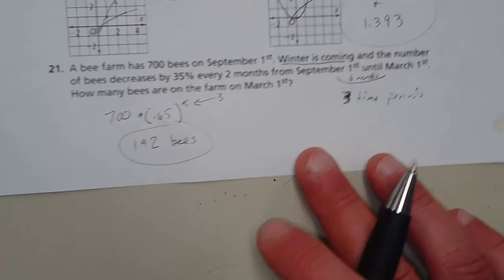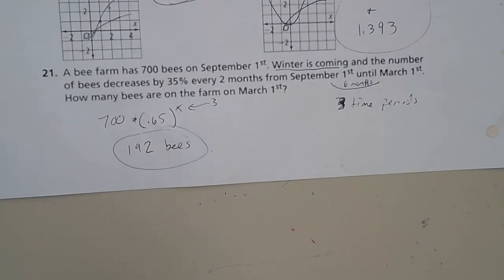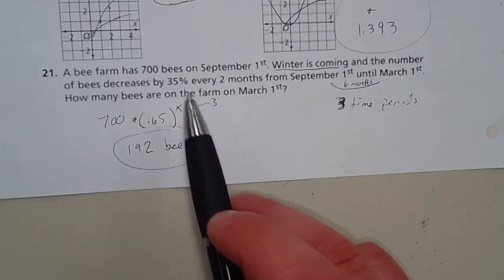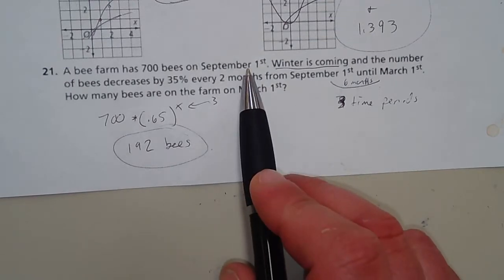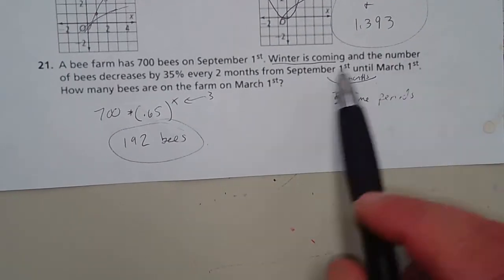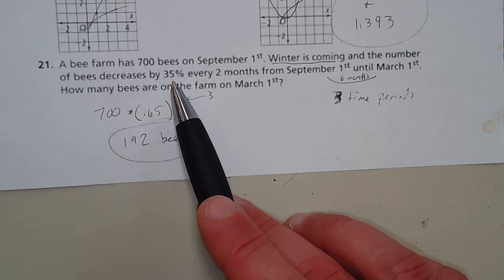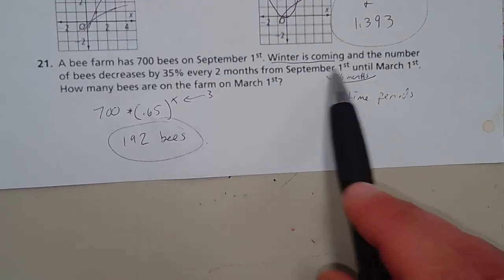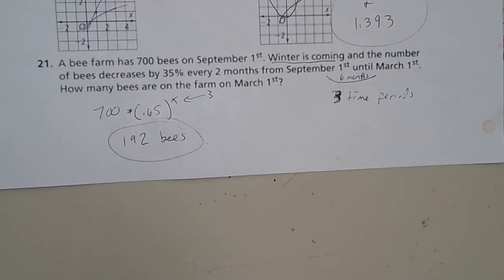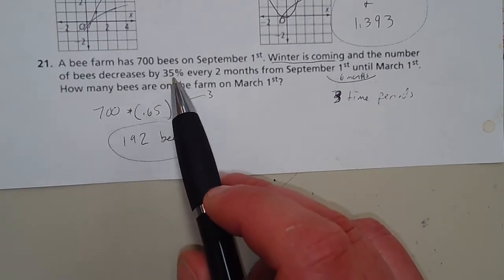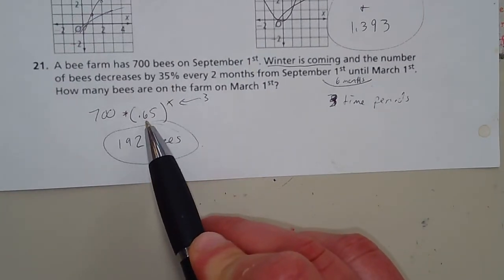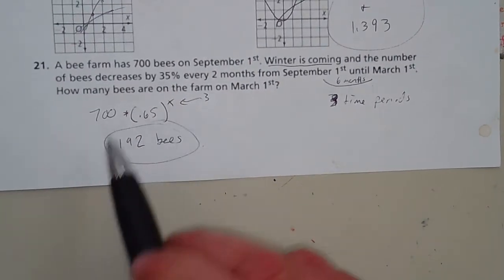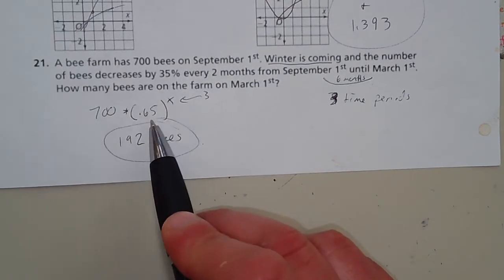We got 21, which is kind of a good problem for tying everything together in this chapter. So you have 700 bees on September 1st. Winter is coming, Game of Thrones style. Number of bees decreases by 35% every 2 months until March 1st. How many bees are at March 1st? So if they're losing 35%, they're keeping 65%. So I wrote this little exponential equation here. Start with 700, keeping 65%.